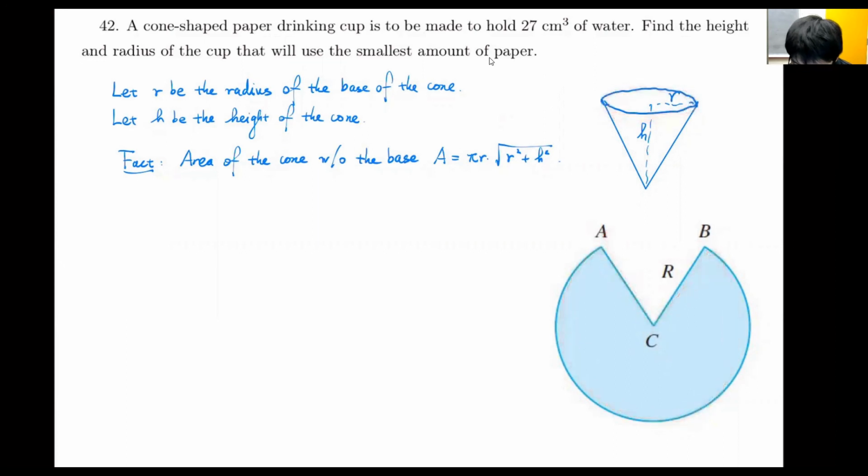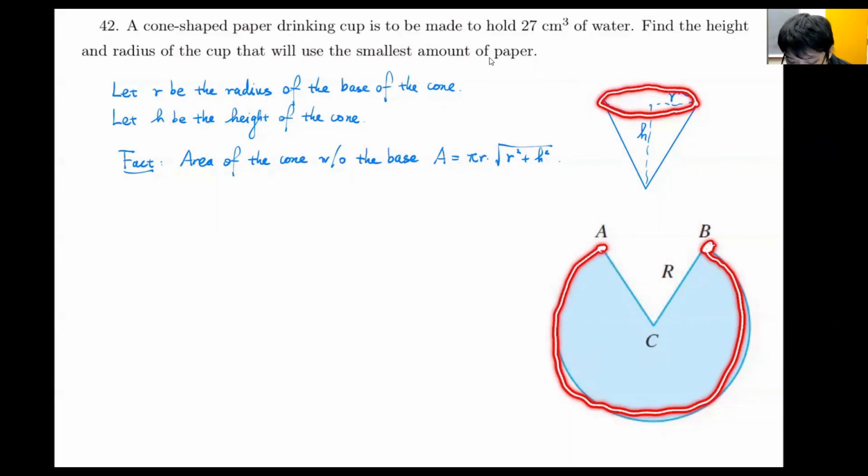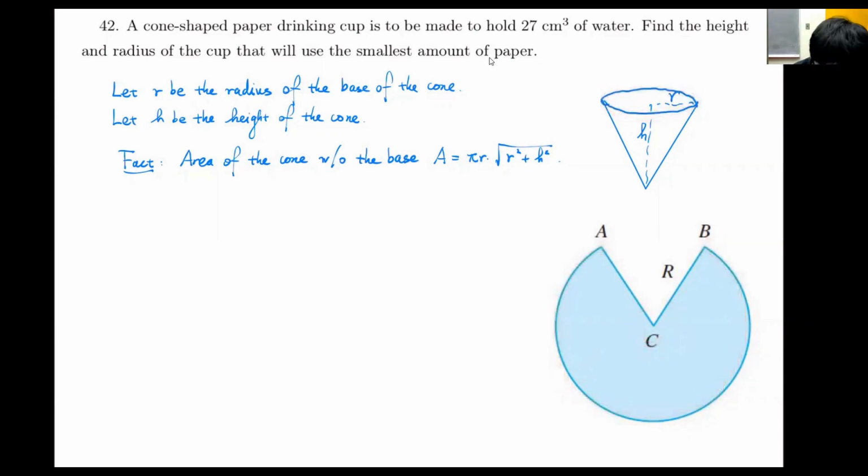Here's a key observation: the arc from A to B is the same as the circumference of the base of the cone. So if theta is the angle of this sector, then theta times capital R is the length of the arc AB, and this is equal to 2 pi times lower r. So this is the relationship between theta and lower r.